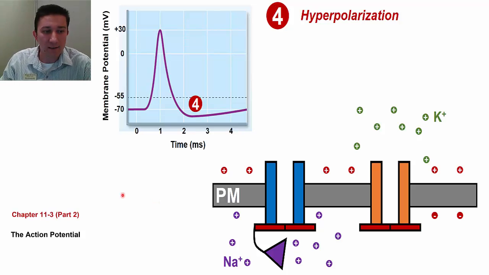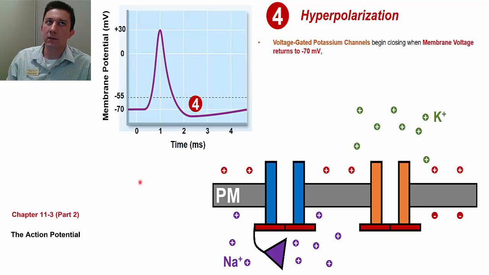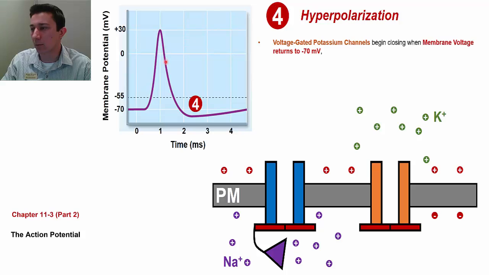Last but not least, our final phase of the action potential is this little dip and return to resting membrane voltage at the very end of an action potential called hyperpolarization. And this is kind of an interesting phase in that it really results from the fact that at this point, when our membrane voltage reaches resting membrane voltage again, that is when our membrane voltage falls back down to minus 70 millivolts, our voltage-gated potassium channels are going to begin closing.